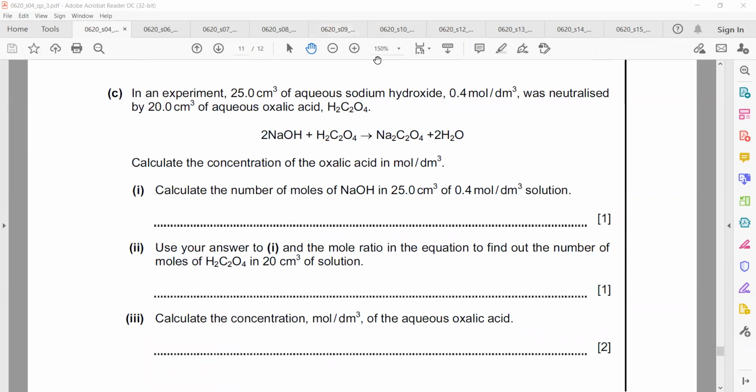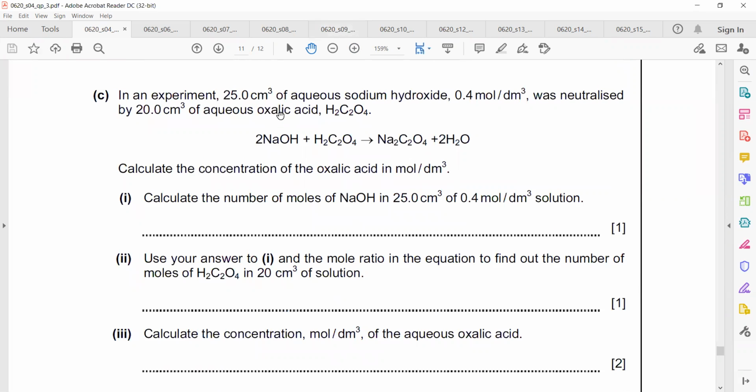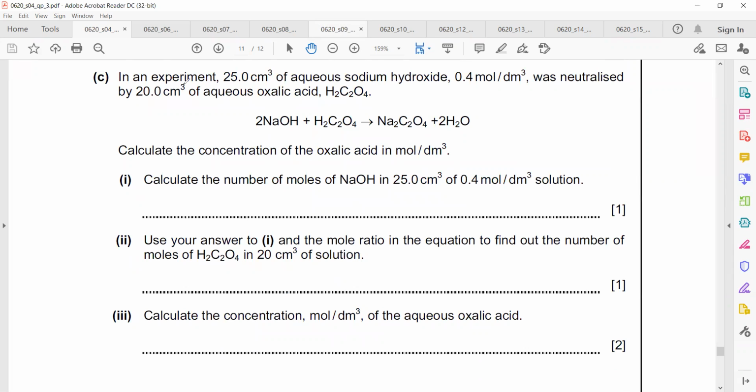Okay, in the next question, in an experiment, 25 cm cube of sodium hydroxide of concentration, so this is the volume of the solution, this is the concentration of the solution, was neutralized by 20 cm cube of oxalic acid. This H2C2O4 is oxalic acid. Calculate the concentration of oxalic acid. You have to follow the steps.